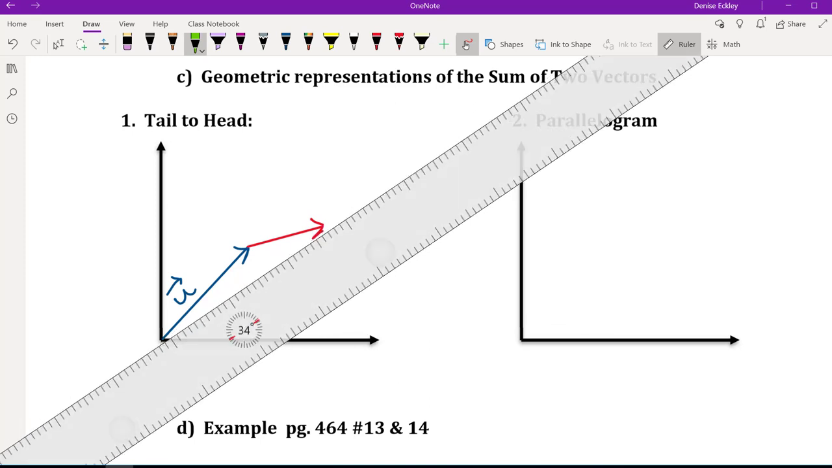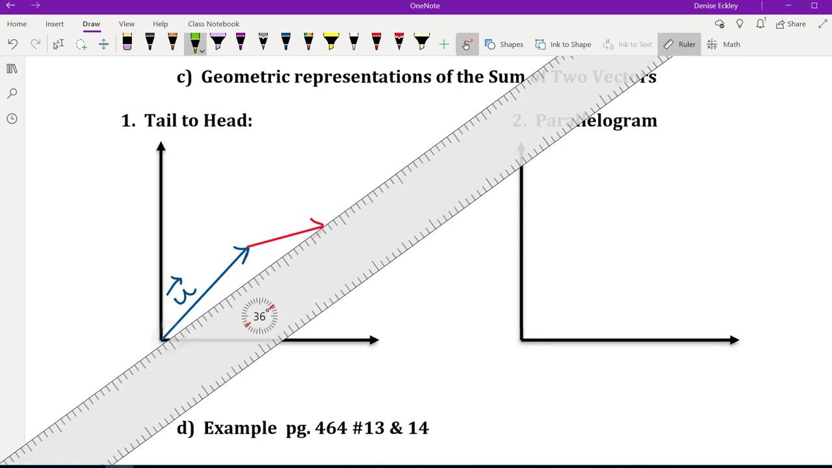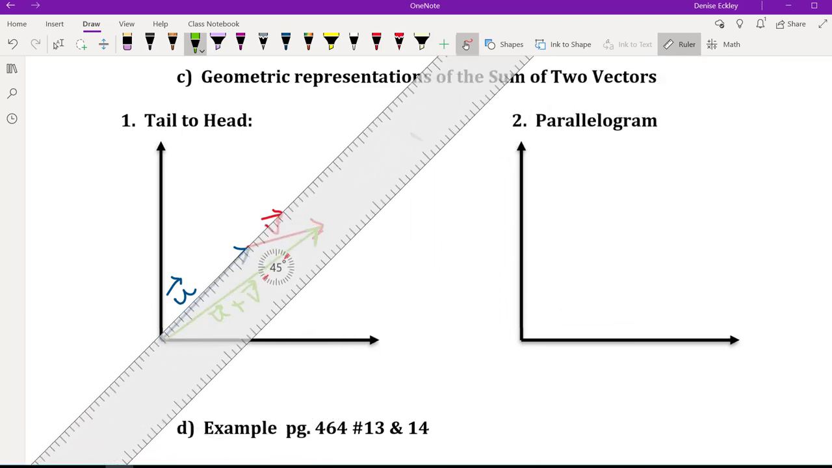Oops, I forgot to write V here. So then this is U plus V. That's a visual representation of it.